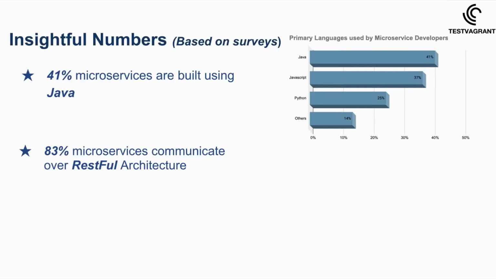Primarily the data exchange happens in a JSON format. I'm sure most of us are aware of what RESTful architectures are. But of course, there are other architectures like SOAP, which is quite an old one, but still used in some legacy systems. And then there is gRPC, then there's GraphQL, so many architectures. But RESTful is one of the primary architectures which microservices use.